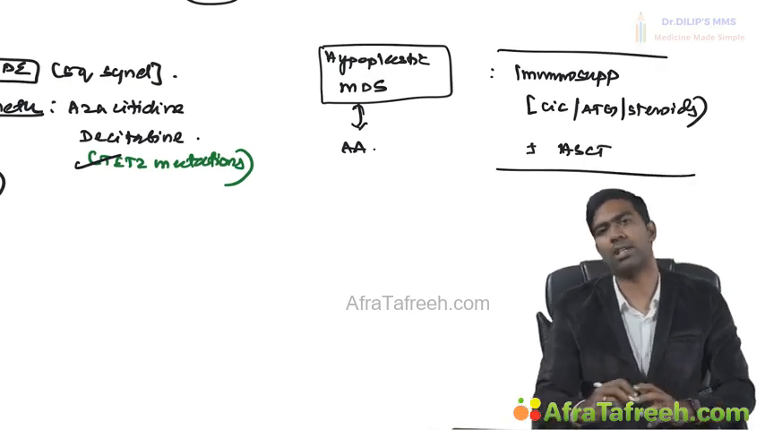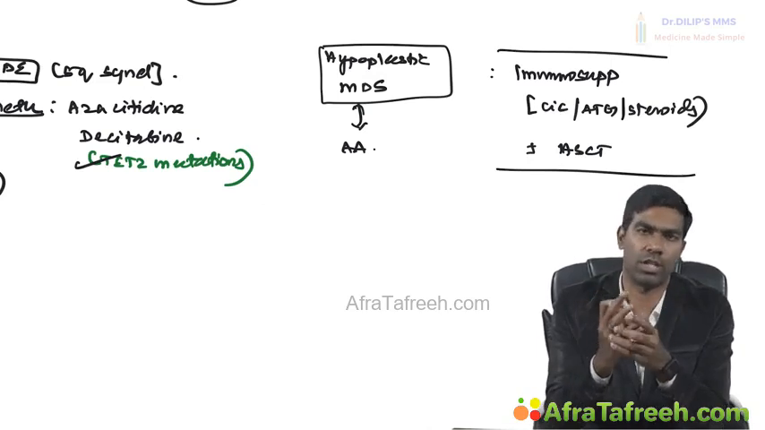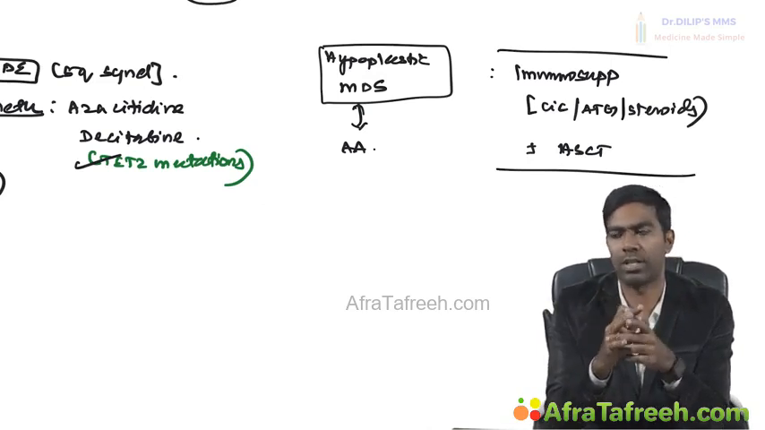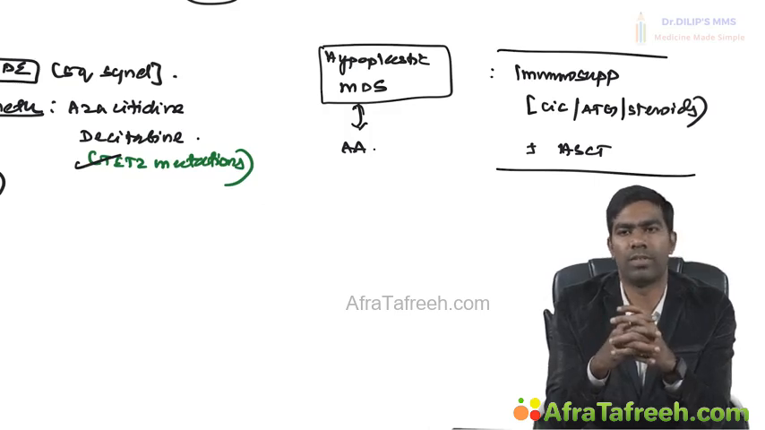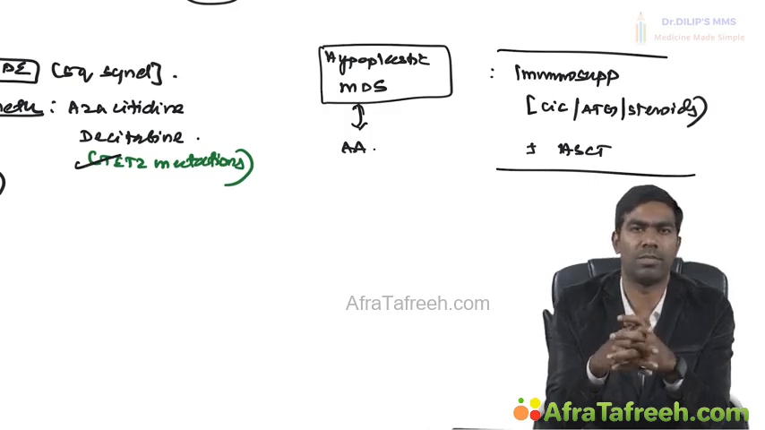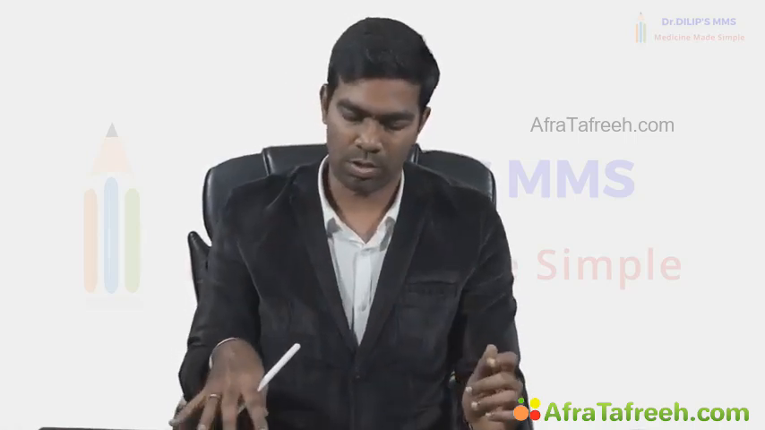What will determine that the hypoplastic MDS will respond better to immunosuppression? I don't know whether they will ask these points or not. Whenever you give immunosuppression in hypoplastic MDS, the predictors of response are only two things. One is HLA-DR15, and the second is the presence of a PNH clone in the periphery. If you have a PNH clone or HLA-DR15 is positive, you can see a good response to immunosuppression. Otherwise the response may be average; you won't see that good a response.